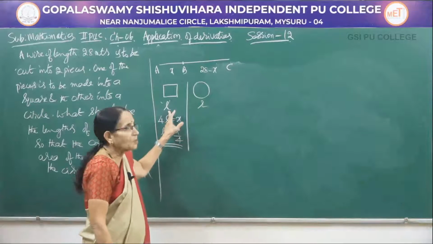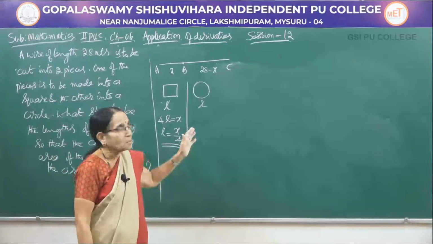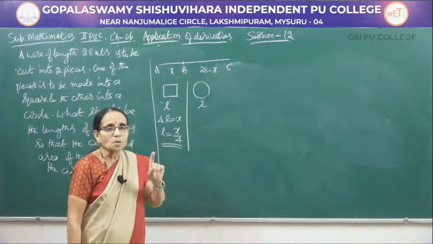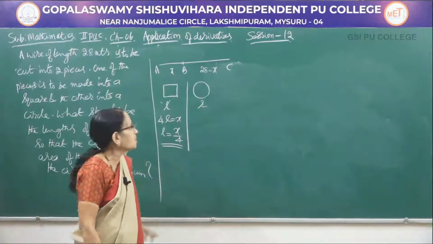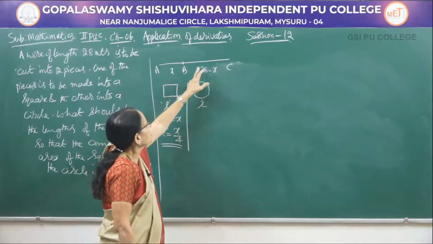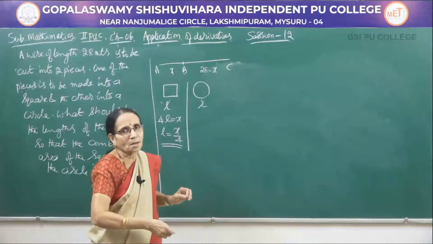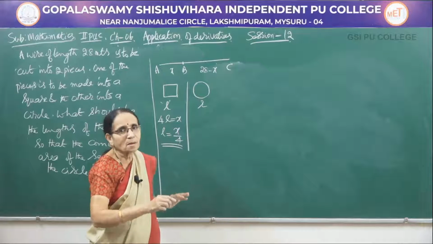Now, here L is a variable and R is a variable. So when these two are there, differentiation is not possible. Therefore, we try to get only one variable so that with respect to that variable, we can do the differentiation. Now, see here, it is a straight wire. I have bent it to form a circle here. Again, the same argument: straight or bent, the length remains the same.